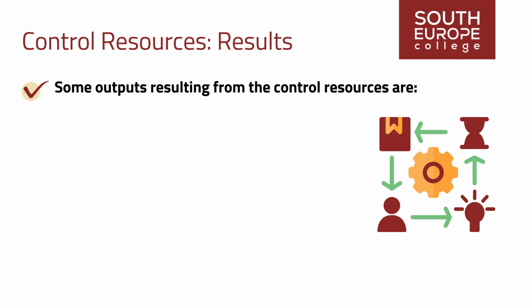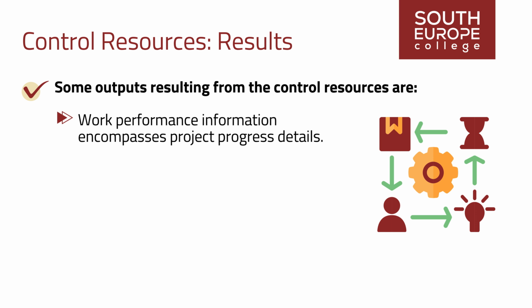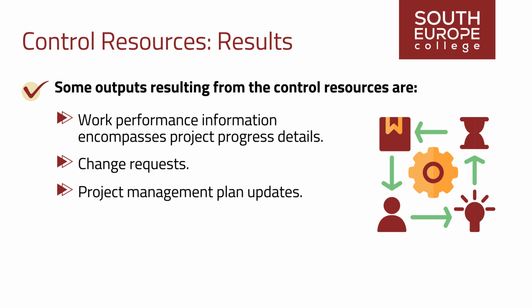Some outputs resulting from control resources are work performance information, which encompasses project progress details by comparing resource requirements and allocation to actual utilization across project activities. This analysis reveals potential gaps in resource availability that require attention. Change requests, project management plan updates, project document updates.